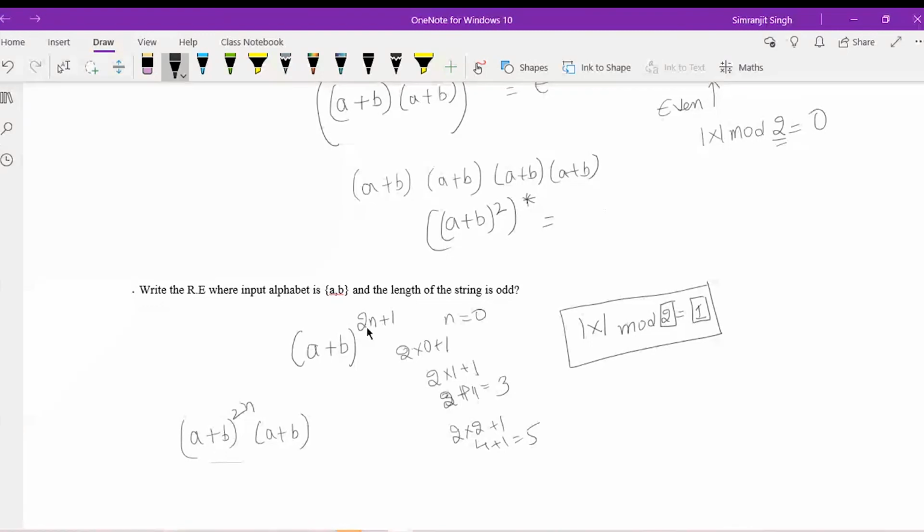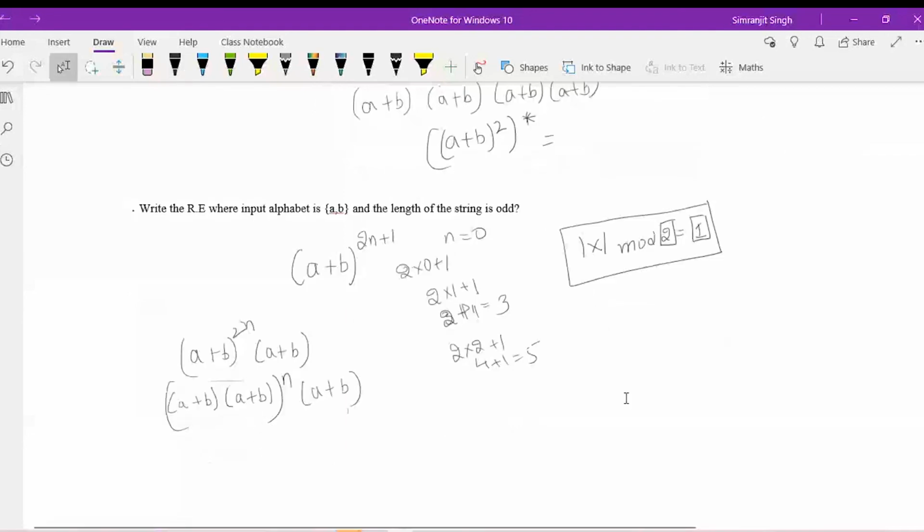Or you can again write it like this: (a+b) (a+b) whole raised to the power n, then (a+b). I have just taken this a plus b, written it two times, and raised it to the power of n. So this is the same.